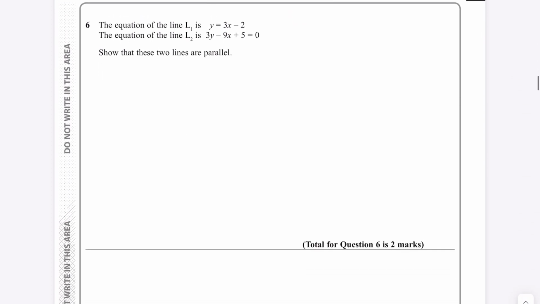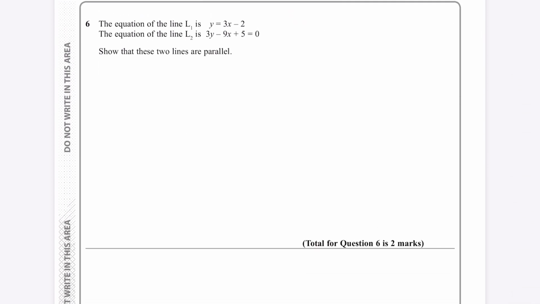Now if I scroll to the next bit, the equation of line L1 is y is equal to 3x minus 2. The equation of line L2 is 3y minus 9x plus 5 is equal to 0. Show that these two lines are parallel. Okay, so first things first, two things to bear in mind. The equation of a line is y is equal to mx plus c. So L1 is already in that form, which is y is equal to 3x minus 2. We want to write L2 in that same form, so I'll do that here.